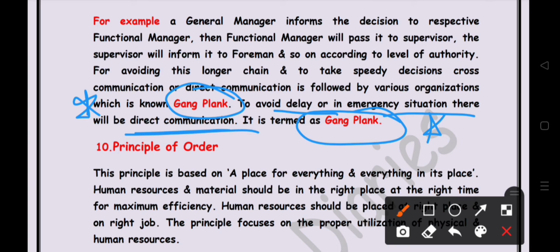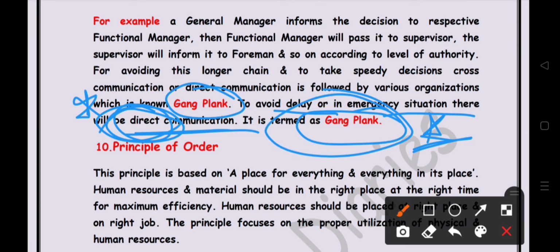You can expect this question, or this kind of statement, in your examination. So remember that to avoid a delay or emergency situation, there will be direct communication. It is termed a gang plank. Gang plank is the direct communication.